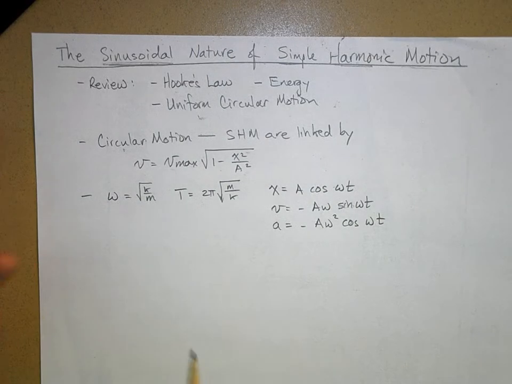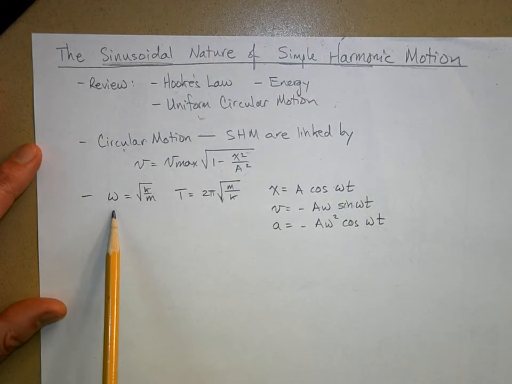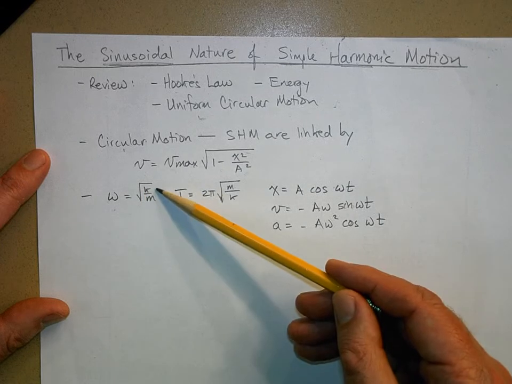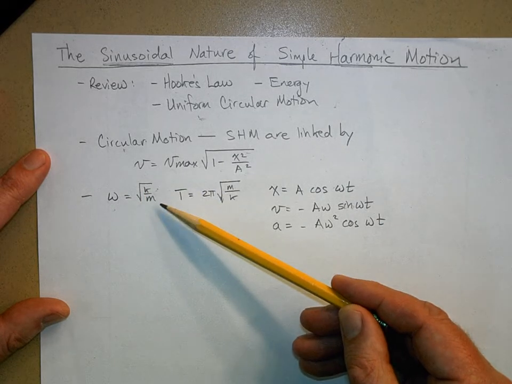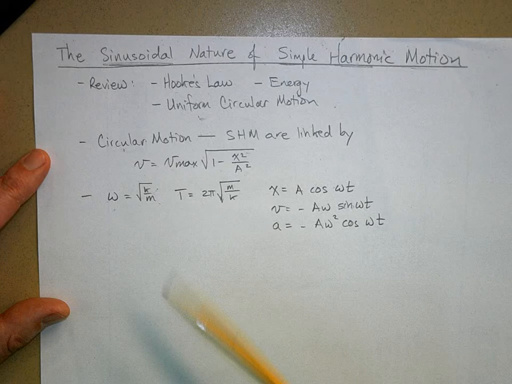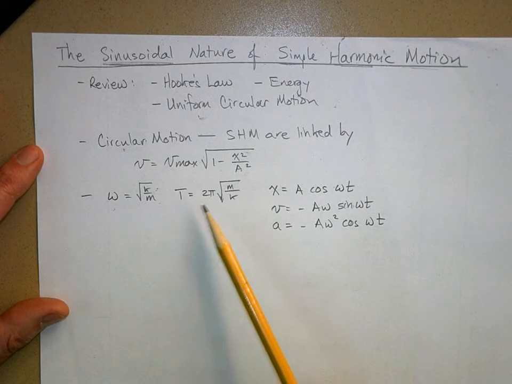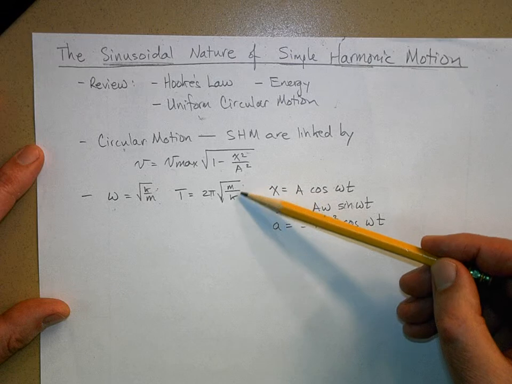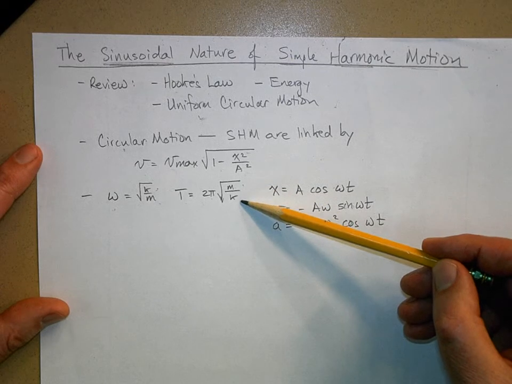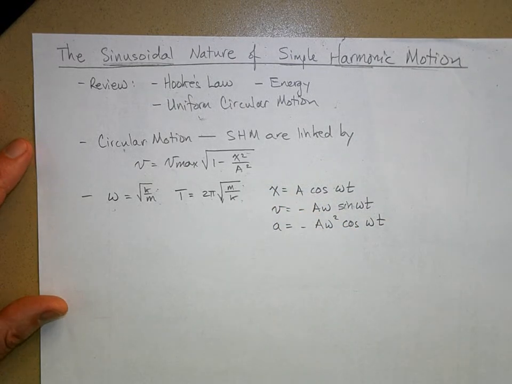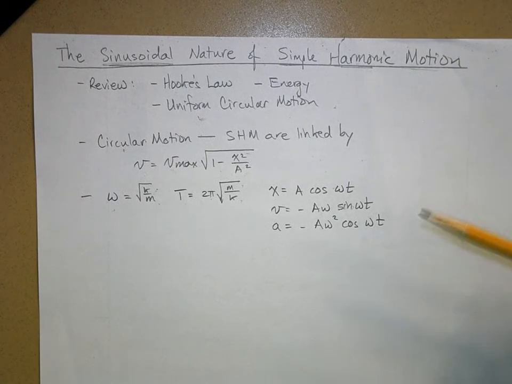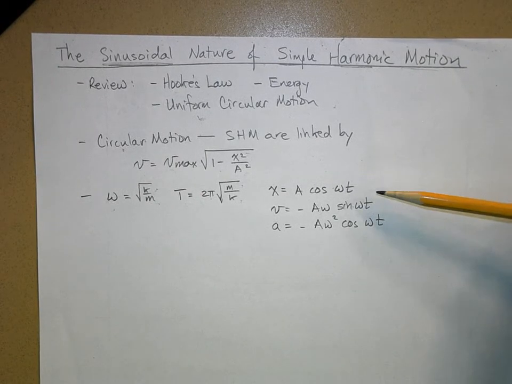We're also going to develop these equations where the angular frequency is equal to the square root of k over m, where k is the spring constant and m is the mass. And then we're also going to show that the period is equal to 2 pi times the square root of the mass over the spring constant.